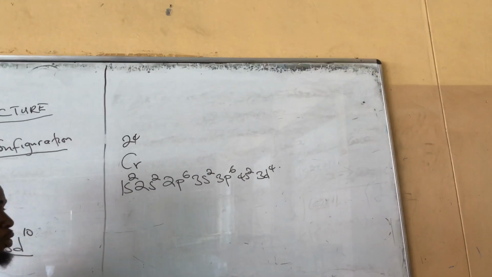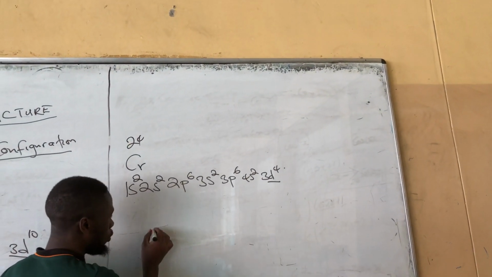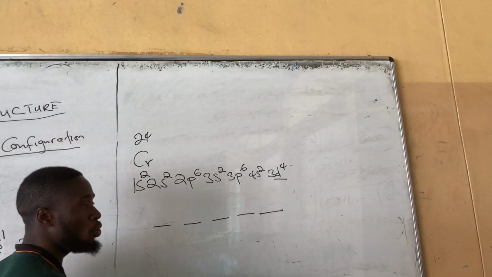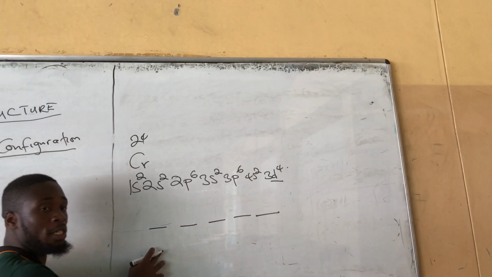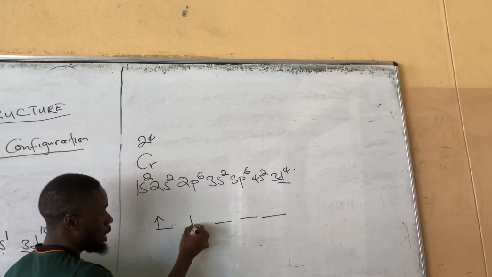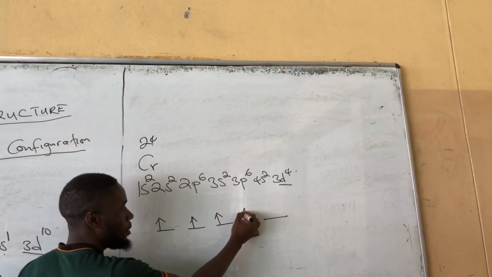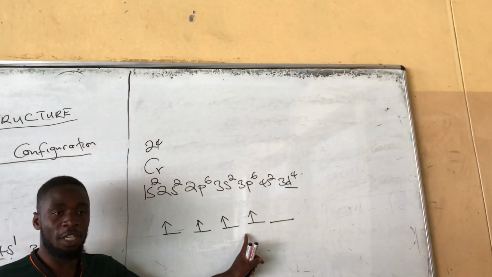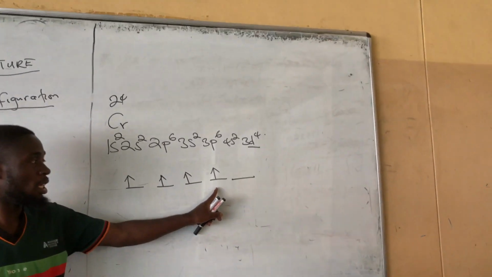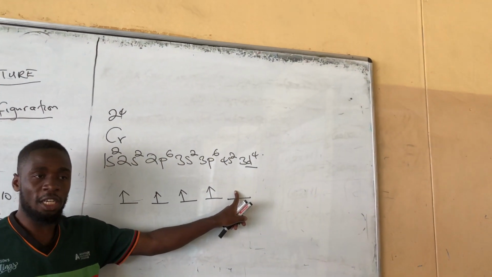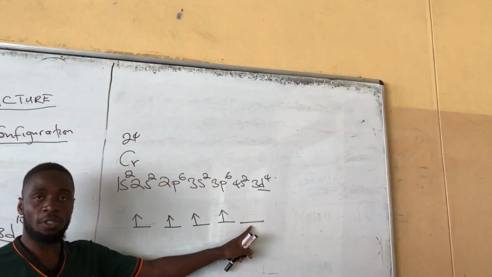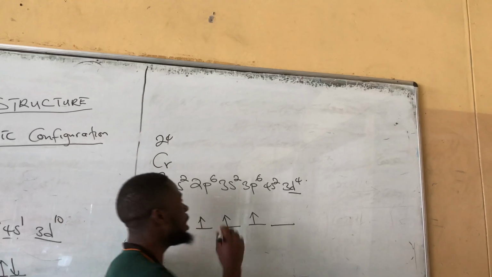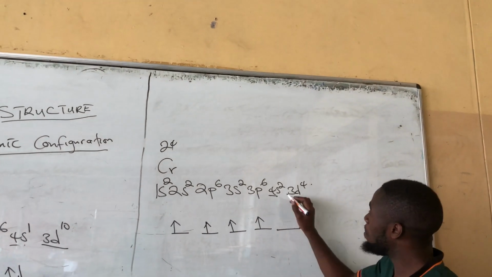When you draw the orbital diagram for the d sublevel, it will be five boxes. According to Hund's rule, we need to fill them one by one with parallel spins: 1, 2, 3, 4. These degenerate orbitals have the same energy, equal energy here, so we need another spin in the fifth one. So now we need to borrow one again from the highest energy level.